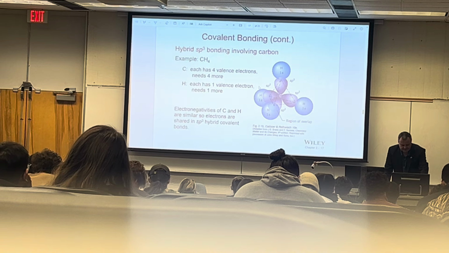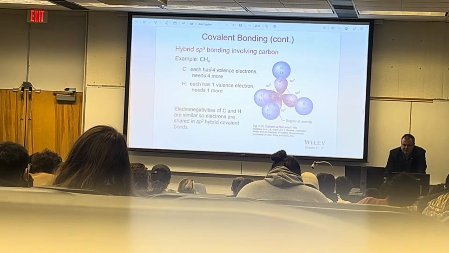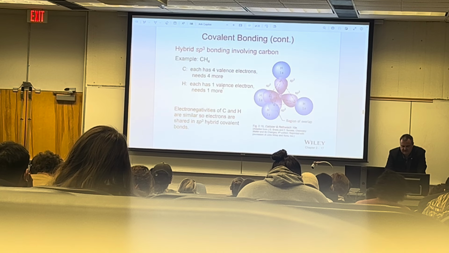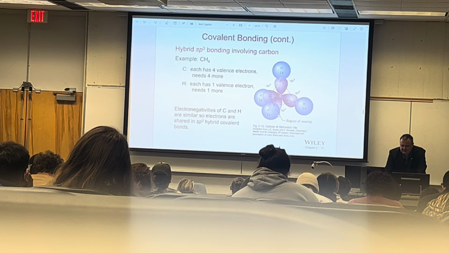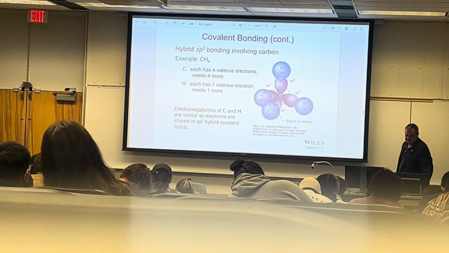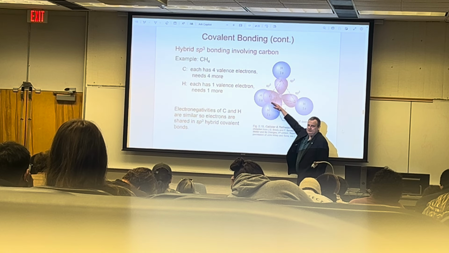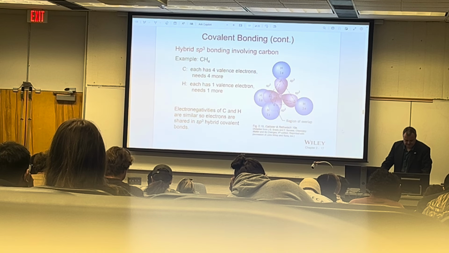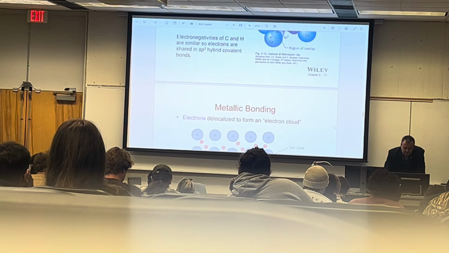So here's an example of methane gas, CH4. Carbon has 4 valence electrons, and it needs 4 more to finish this. And hydrogen has 1 electron, so it needs 1 more. So what you can do is you can add hydrogen into each one of those. And that's why it's CH4, because the electronegativities of carbon and hydrogen are similar, and the electrons are shared in sp3 hybrid covalent bonds. Here's an example. And this is the region of the overlap. Any questions?